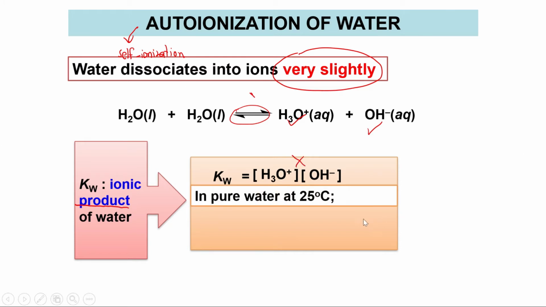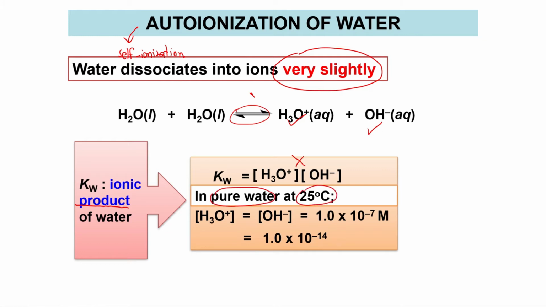In pure water at 25 degrees Celsius, the concentration of hydronium ion and hydroxide ion is equal to each other. So it brings the value 1.0 times 10 to the power of negative 7 molar. Therefore, substitute the value into this equation. Kw is equal to 1.0 times 10 to the power of negative 14. This is a constant value. We say ionic product of water in pure water at 25 degrees Celsius. So this is a constant, and as you can see, it is dimensionless. Dimensionless means it has no unit.